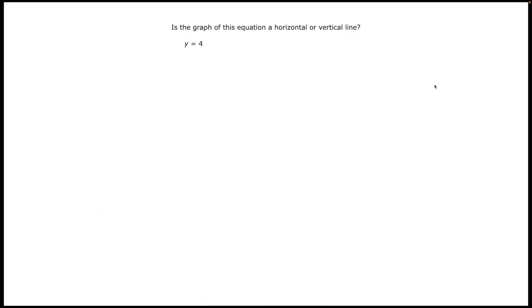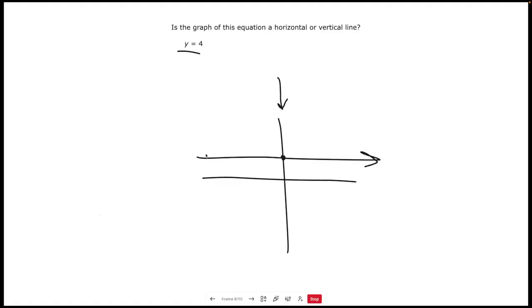All right, the last type of problem you'll get in this lesson is, instead of giving you a graph, they're going to give you words. It's like reverse. They give you the answer. So it says, is the graph of this equation a horizontal or vertical line? So for y equals 4, you have to think, okay, this line is crossing the y-axis at +4, so somewhere up here. And so it is going to be a horizontal line, left and right. Crosses the y-axis at 4, so it's a horizontal line.